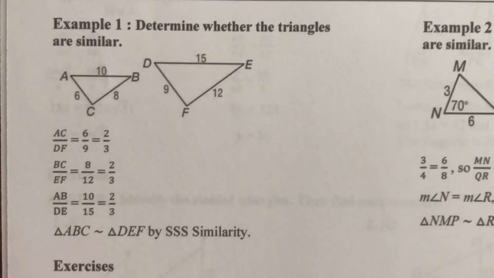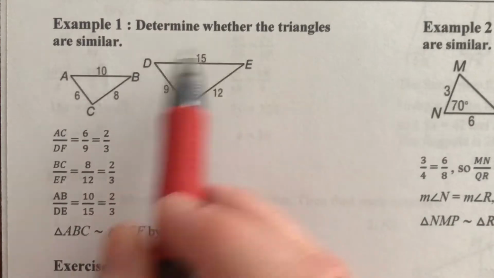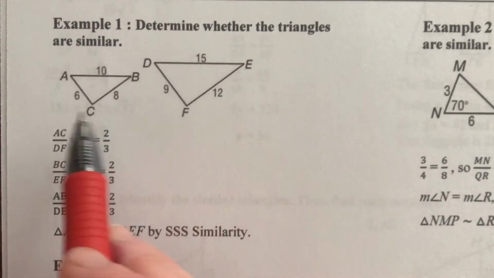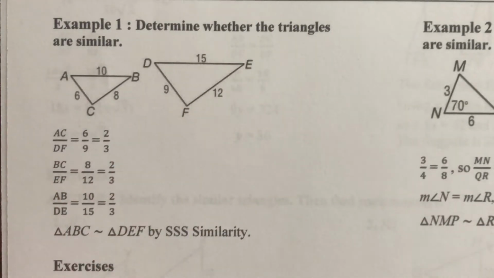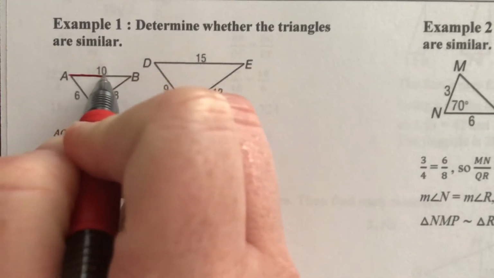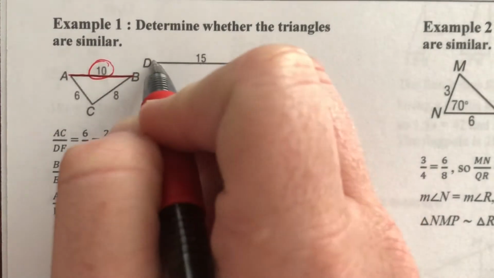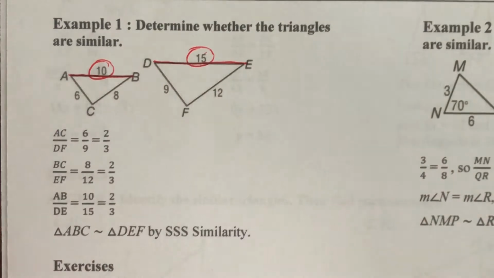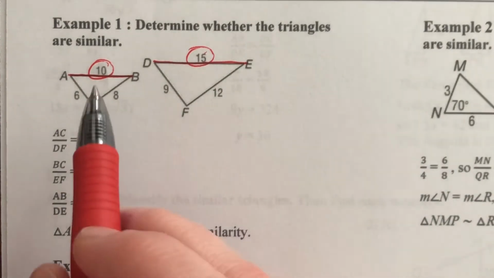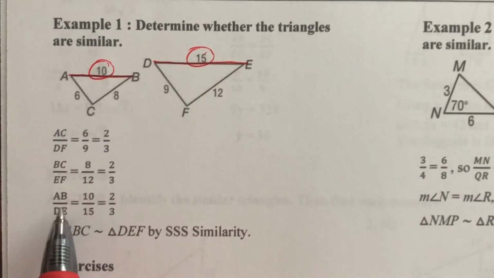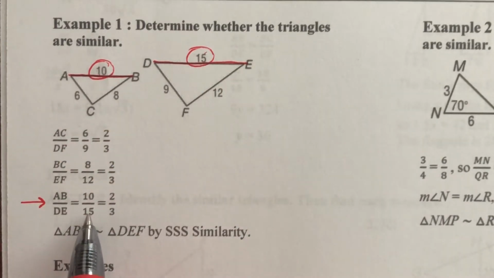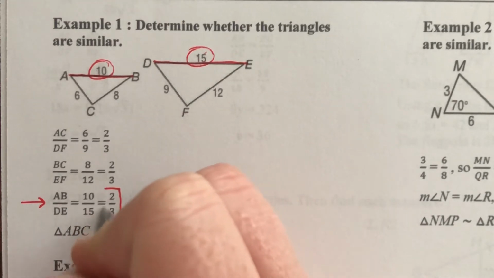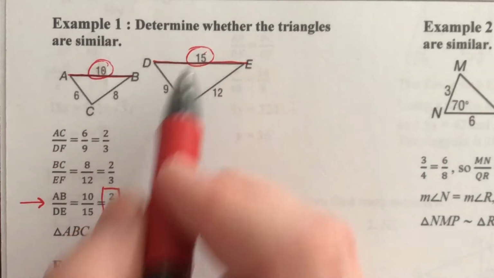All right, first one here, it gives us 2 triangles. And it shows us the side lengths of the triangles, right? So AB here has a side length of 10. DE has a side length of 15. So if we compare AB and DE, and they do it down here last, that's 10 over 15, right? And if we simplify 10 over 15, we get 2 over 3. So that's the ratio of one side to the next, right?